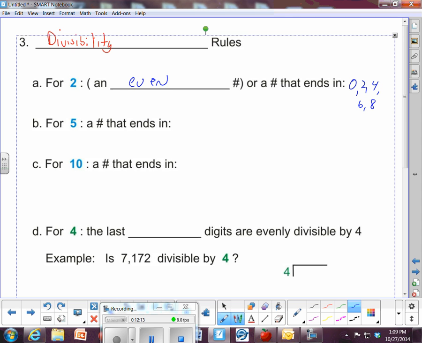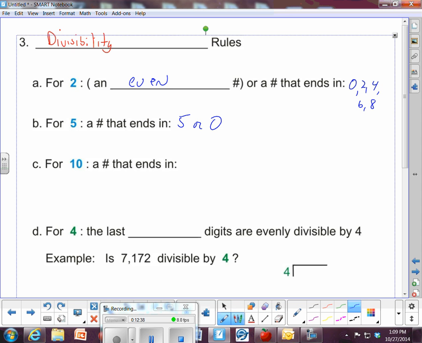No need to show any work on something like that. If they ask you, just say yes or no. Is a number divisible by 5? Again, this is a very easy one. That means it's got to end in either 5 or 0, right? Again, very simplistic. If they ask you, you don't need to show any work. Just say yes or no. Does a number end in 5 or 0? If it does, it's divisible by 5.